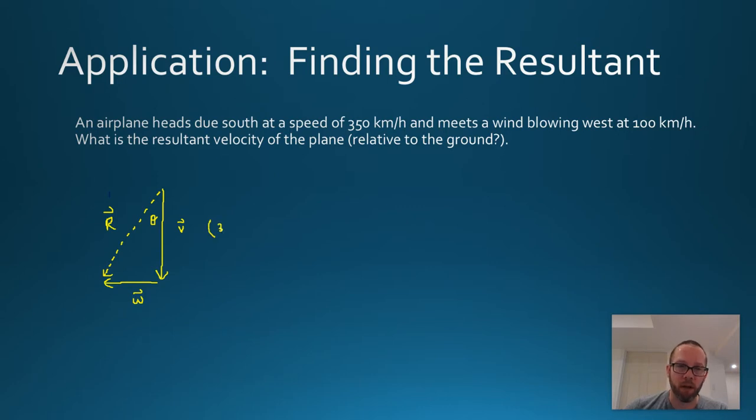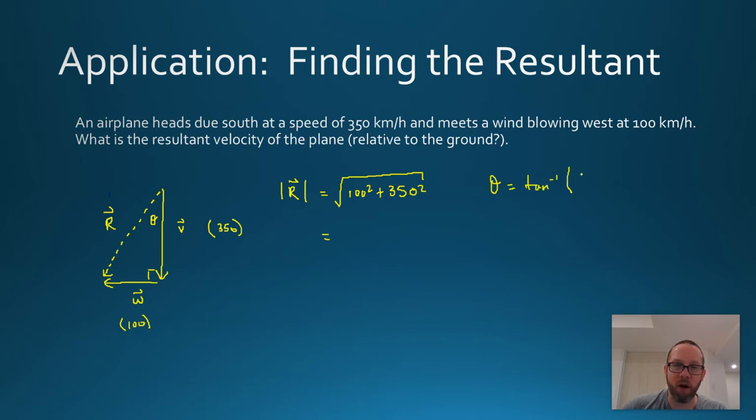So the size of that vector is 350. The size of that vector is 100. And because this is south and west, it makes a perfect right angle triangle. So the magnitude of the resultant vector is going to be the root of 100 squared plus 350 squared, whatever that is. And for that angle, we have opposite and adjacent, so we're going to use tan. It will be the inverse tan of opposite over adjacent, 100 over 350.